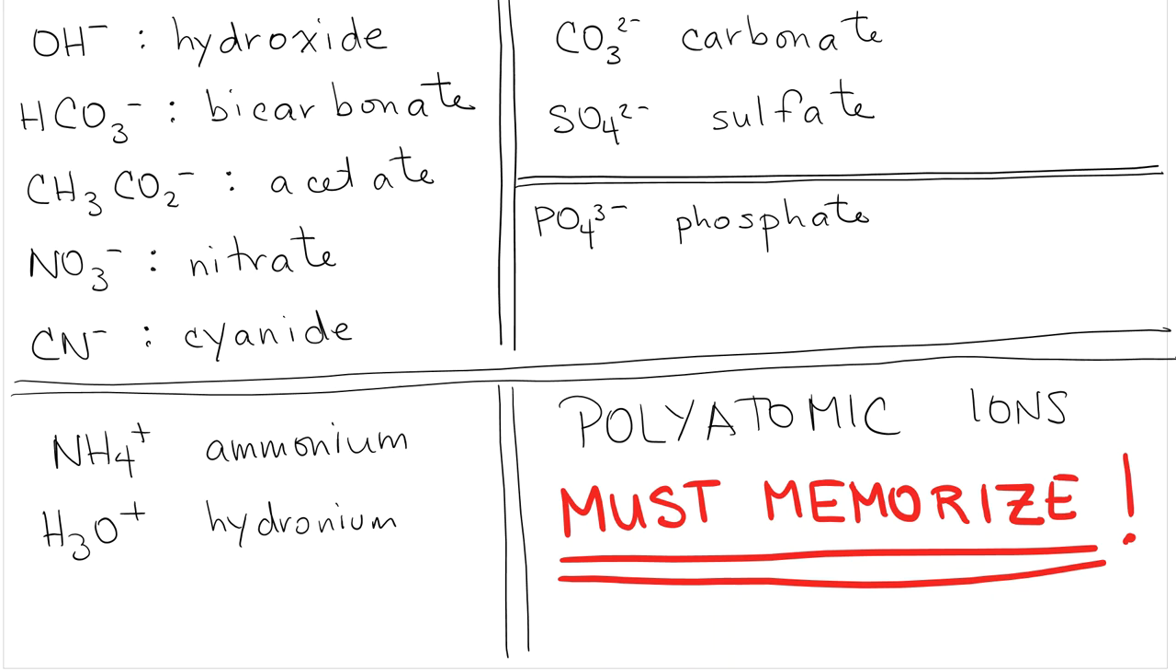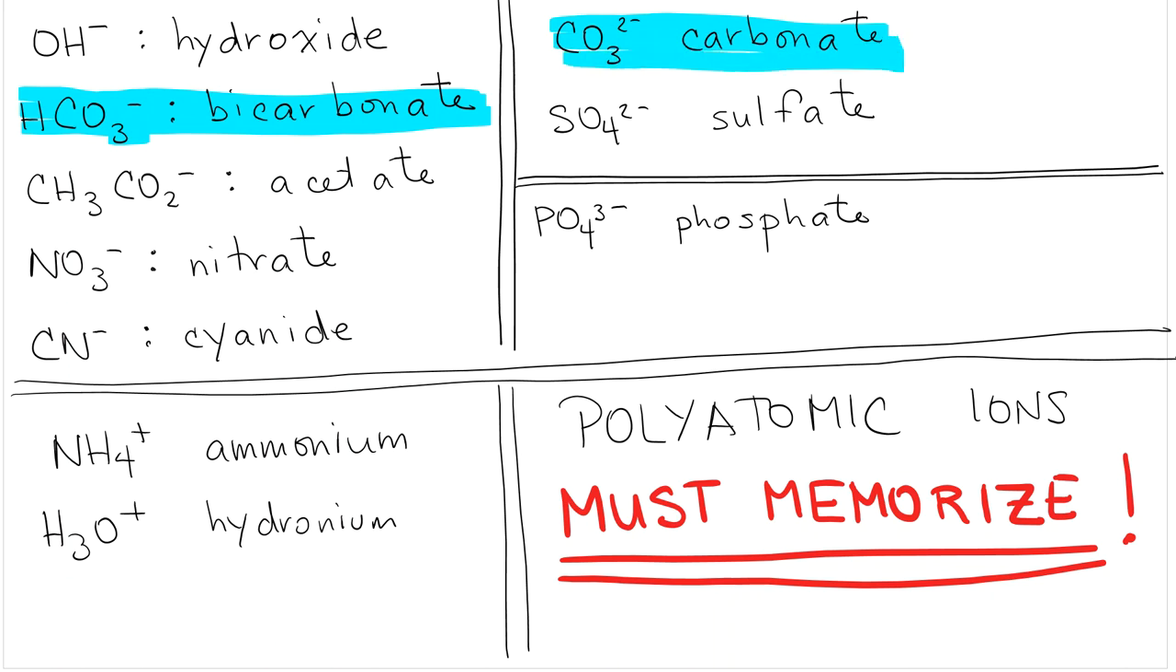Carbonate is CO3 2-. This is a frequent place where students get confused, so just be aware. Bicarbonate is HCO3 with a -1 charge. Carbonate is CO3 that has a -2 charge. So they are absolutely related to one another. Bicarbonate is HCO3 with a -1. Carbonate is CO3 with a -2.